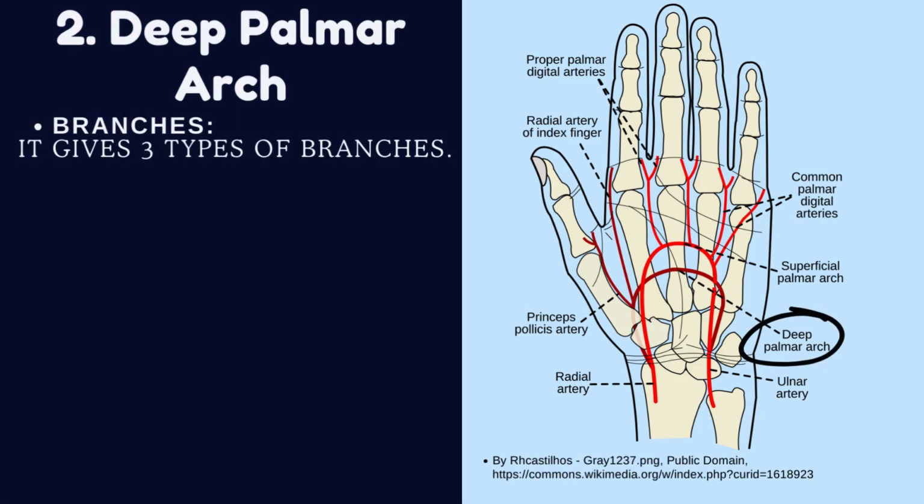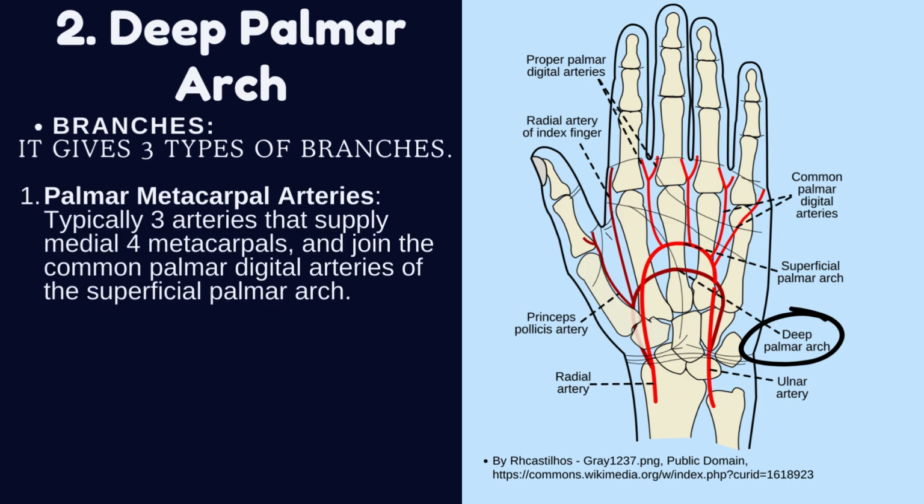Branches of deep palmar arch. It gives 3 types of branches. Palmar metacarpal arteries. These are typically 3 arteries, that supply medial 4 metacarpals, and join the common palmar digital arteries of the superficial palmar arch.